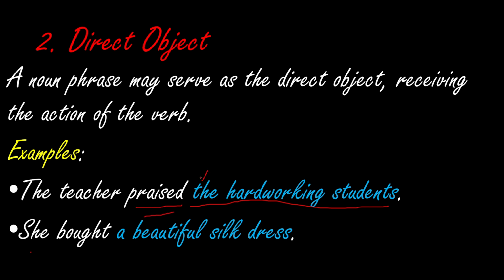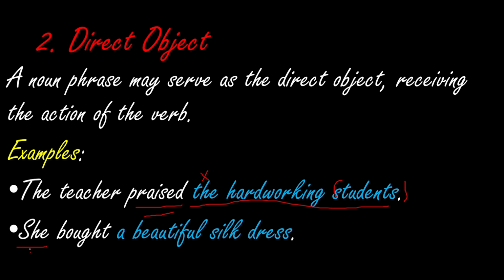And here we have the, a definite article. This is its nature and it functions as a central determiner. We have hardworking. It is an adjective. This is its nature and it functions as a premodifier to the word students, which is the head of the noun phrase. We have: she bought a beautiful silk dress.